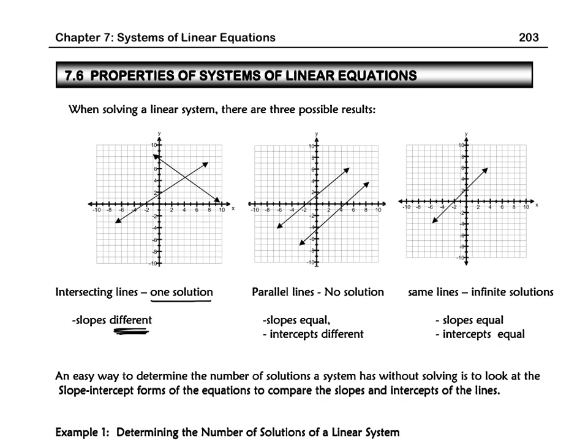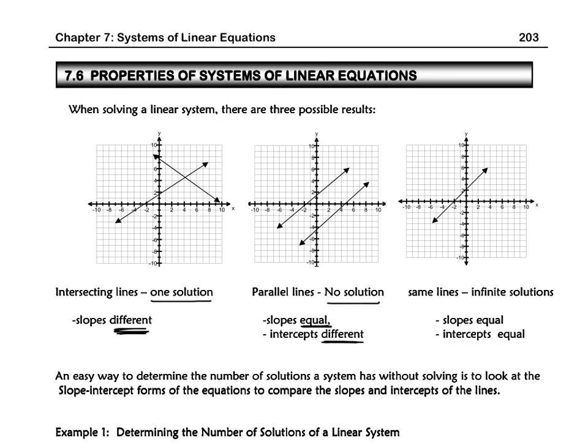When the lines don't cross over at all, that means the lines are parallel, and there'd be no solution because there is no common point for parallel lines. And that will happen when you're looking at the equations if the slopes are equal but the intercepts are different.